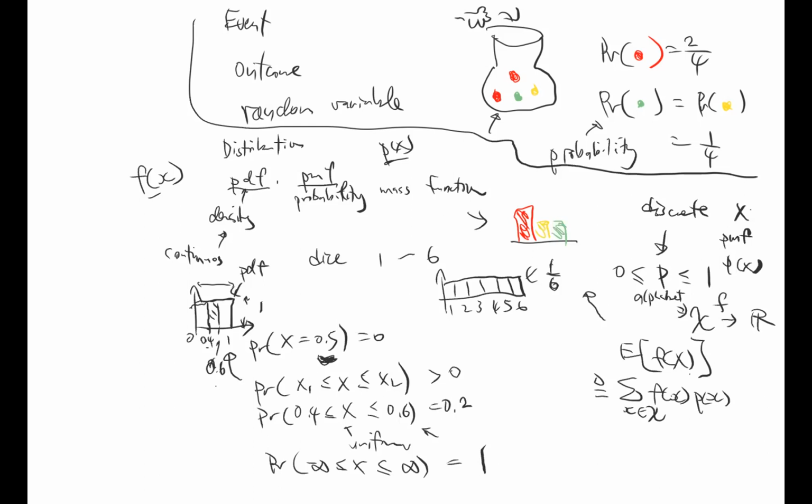What is F in here? F is just any function, right? Let me give a concrete example. Let's say my X here is this jar. The jar outcome can be red, green, or yellow. And F is basically mapping these different colors into numbers. So let's say, for example, F(red) is equal to 1, F(yellow) is equal to 2, and F(green) is equal to 3. So it's just a mapping, right?